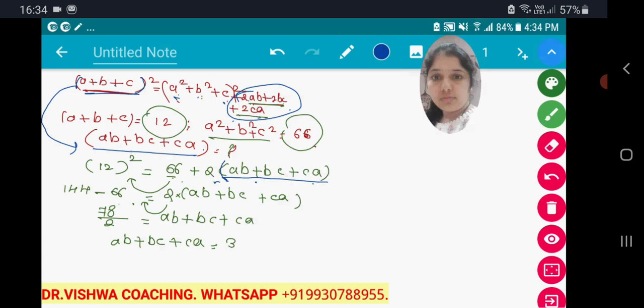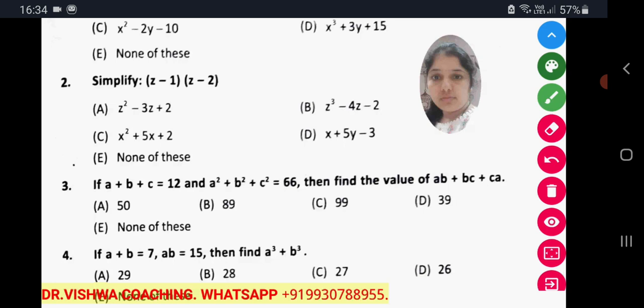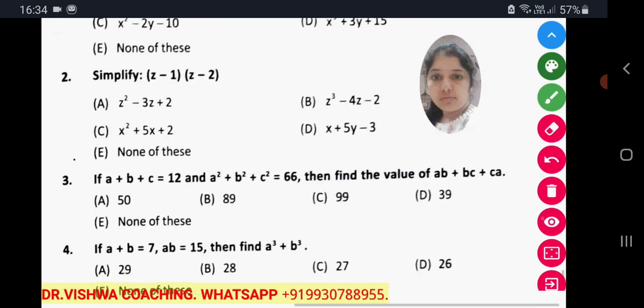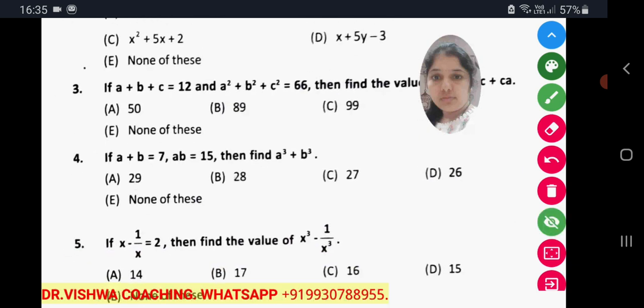Now we put all the values in the given equation and step by step we solved it to get the answer as 39. So we'll check which option is showing us the value as 39. So option D is the correct answer. Okay. Now the next one. Now see, next question. In the next question the value is given as A plus B is equal to 7, AB is equal to 15, and A cube plus B cube's value is asked.